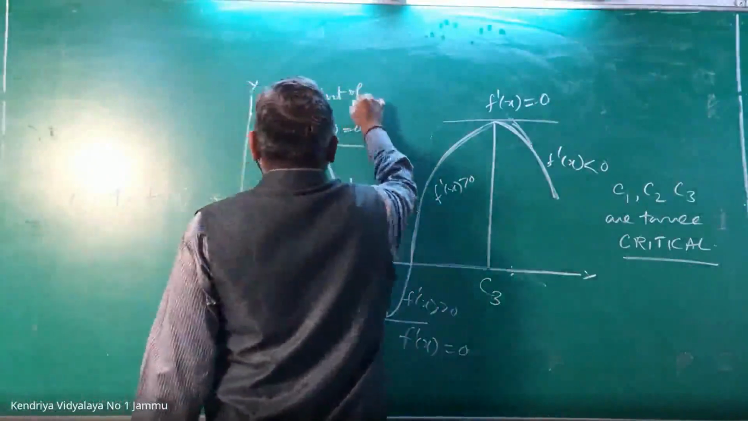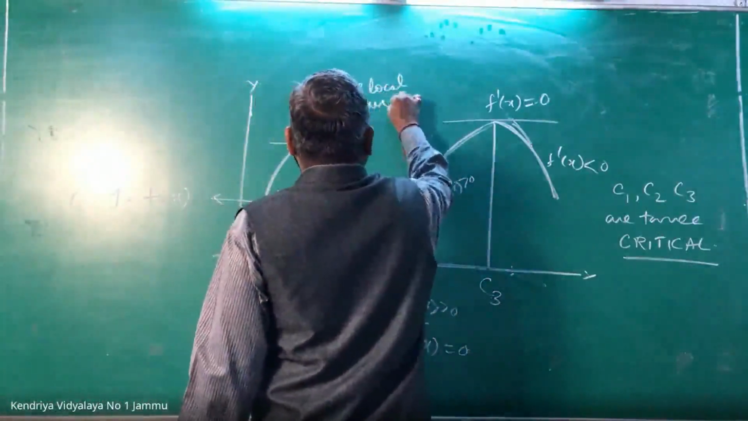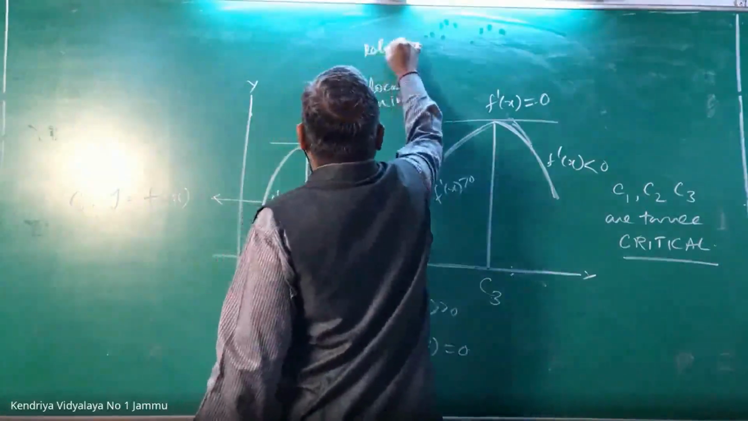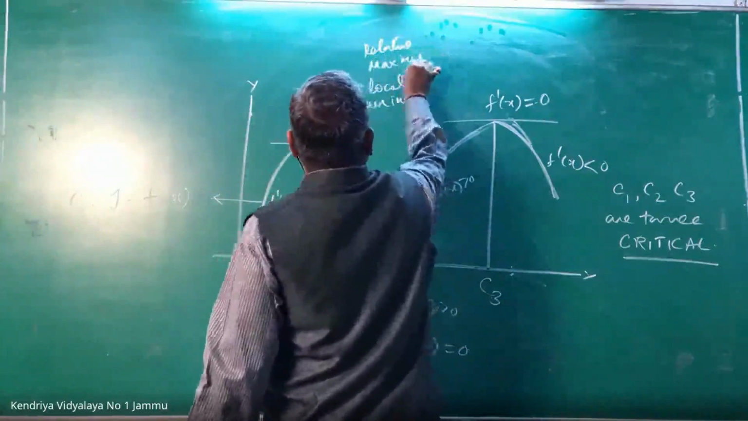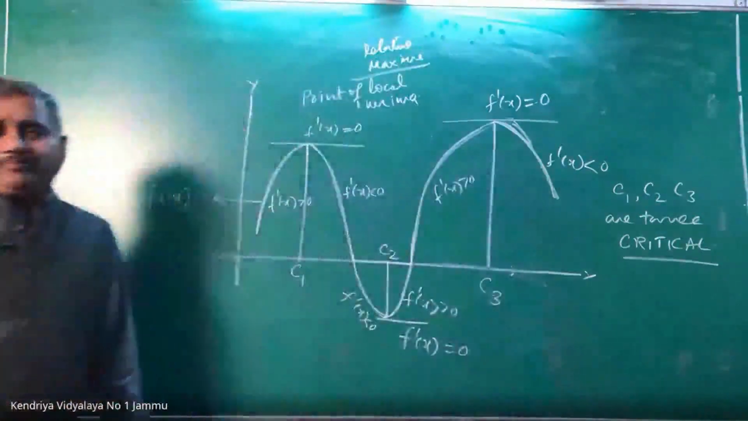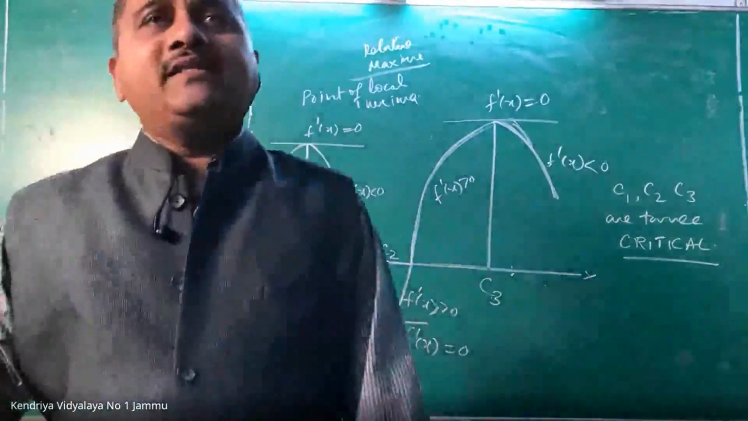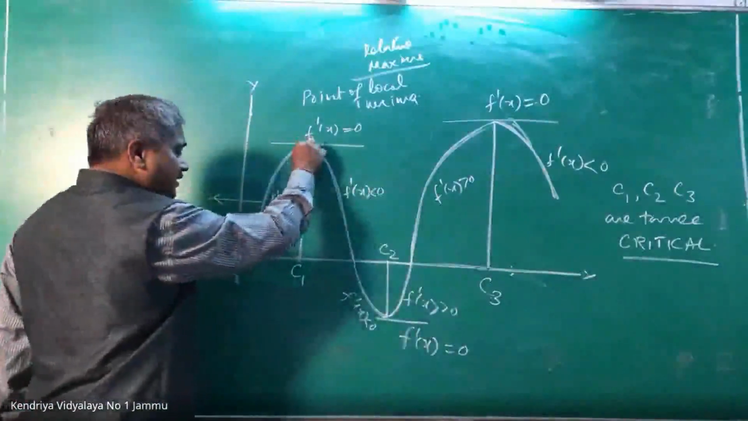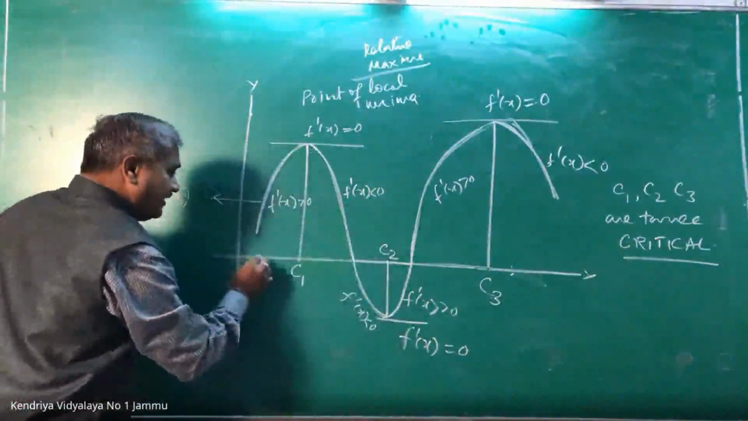But it is also called a point of local maxima or point of relative maxima. I'll tell you, these words which are used are the same. Relative maxima and local maxima are one and the same. Why? This point is the maximum of this particular curve within the interval.